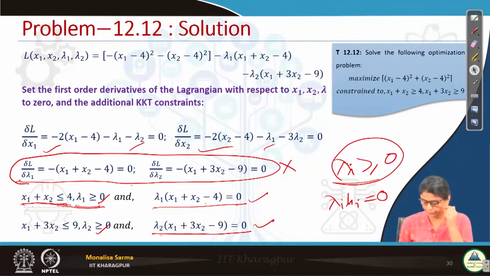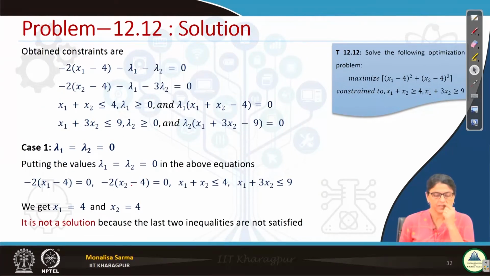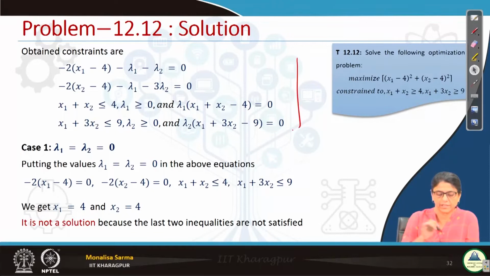Basically, these are my obtained constraints. Whatever I had in the last slide, I have written here. Now with the different cases, this we have already solved. You can just go through the different steps; I don't need to explain this. We will take each case separately. The first case is lambda 1 and lambda 2 equal to 0. If lambda 1 and lambda 2 equal 0, this expression becomes minus 2 of x1 minus 4 equals 0, and minus 2 of x2 minus 4 equals 0.